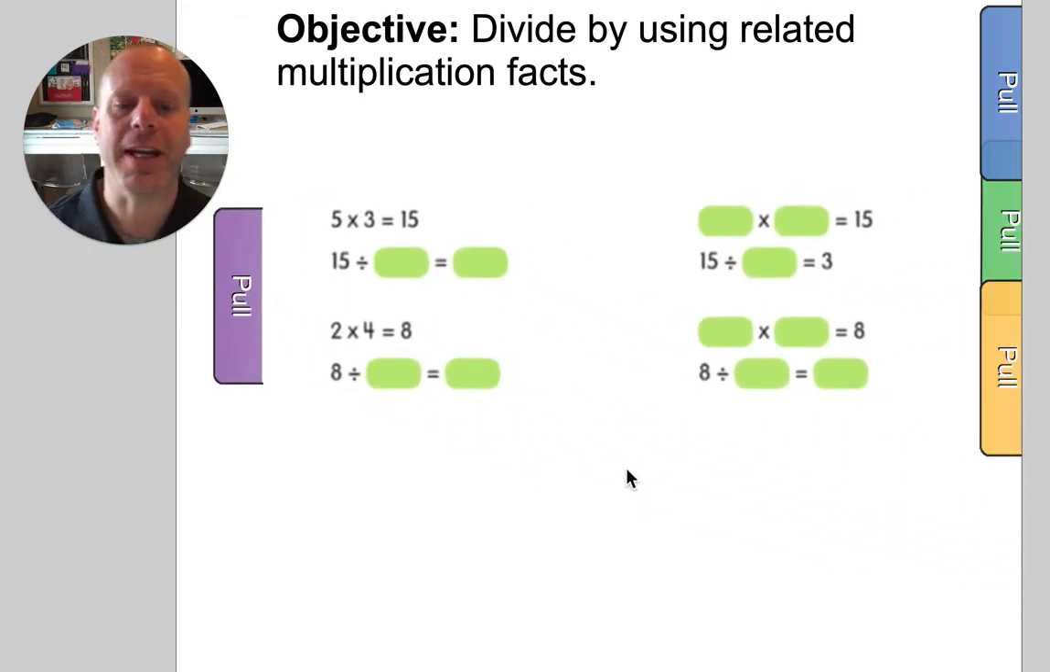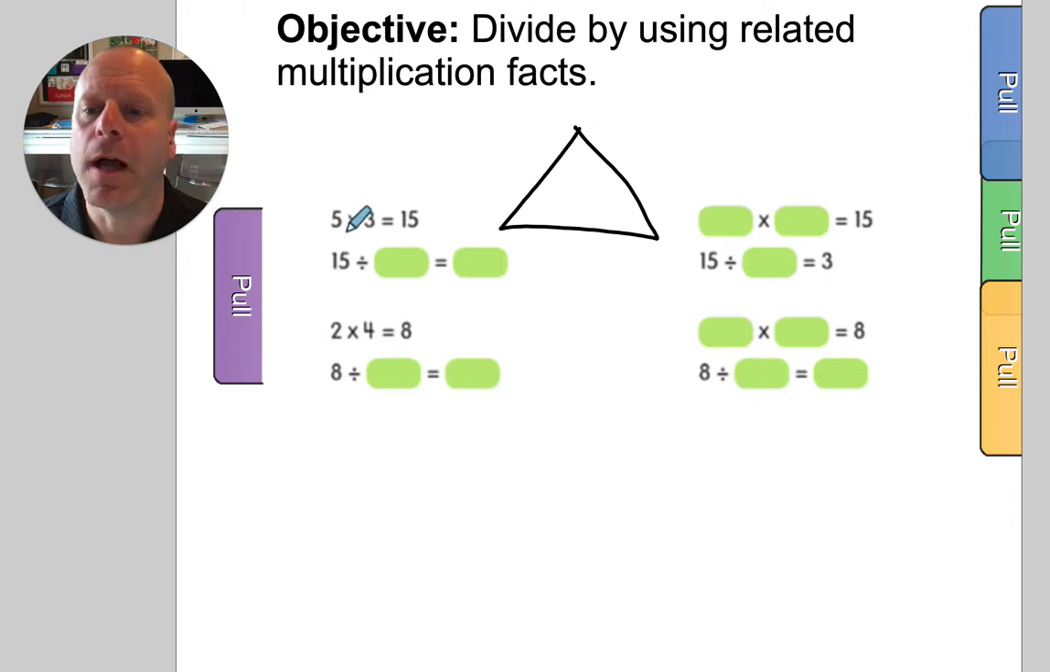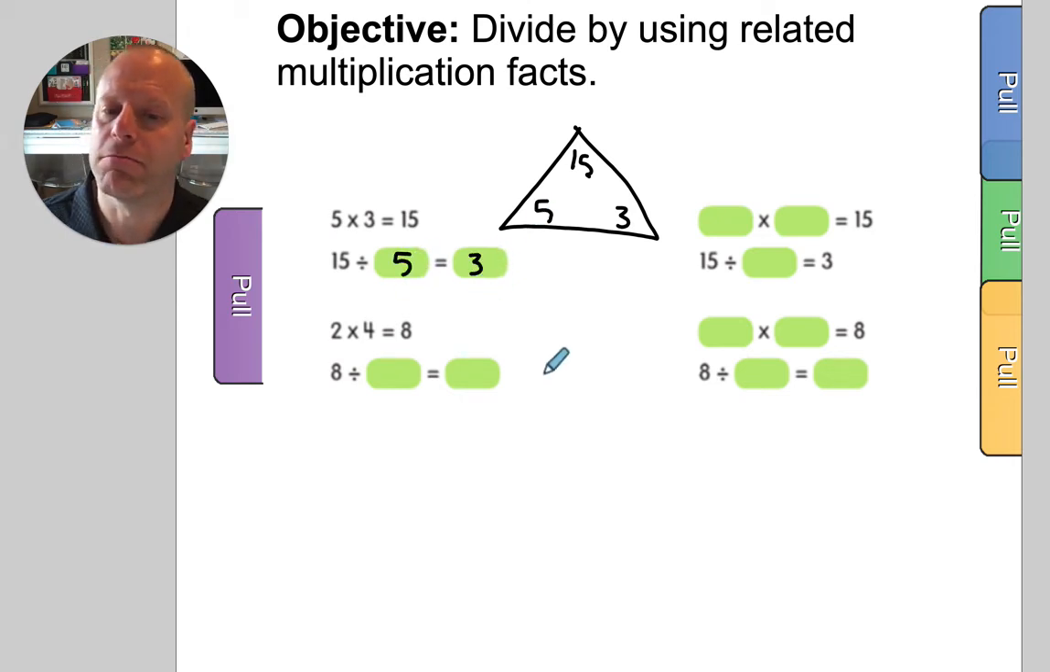So this is what you're going to get. You're going to get a fact that you should put in a triangle. I know that 5 times 3 is 15. So now they want you to tell them what 15 divided by 5 is going to give you. And then you can do the same thing over here. So if 5 times 3 was 15, I'll flip it around and I'll say 3 times 5 is 15.